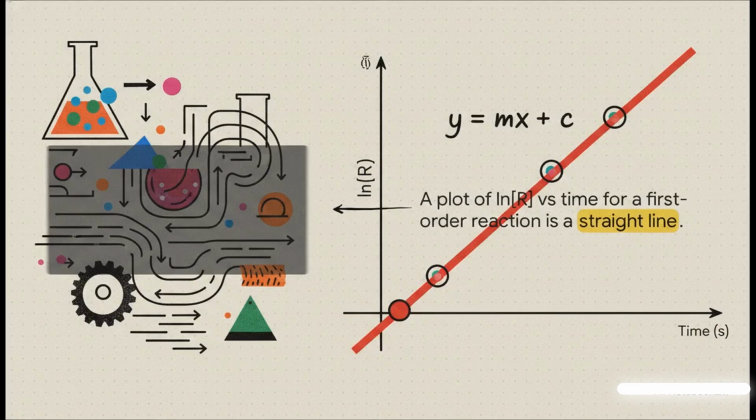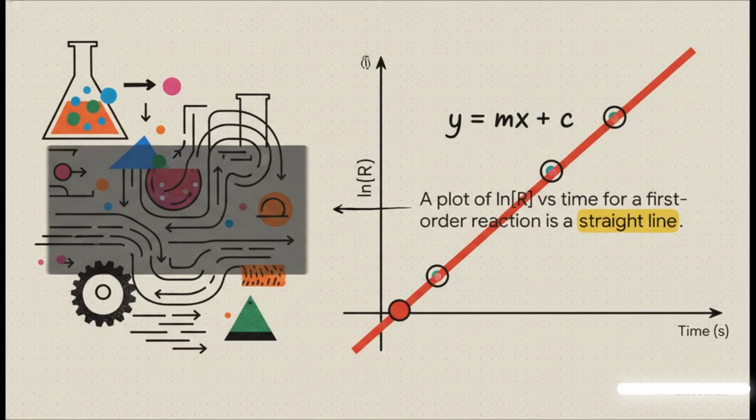So why on earth did we go through all that math? Because of this. Check it out. The equation we just built is secretly the exact same formula for a straight line. You know, y equals mx plus c. This is huge. It gives us an amazing way to test our theories. If you think a reaction is first order, all you have to do is plot the natural log of its concentration against time. If you get a perfect straight line, you were right. The math we just did predicts the shape of the graph.